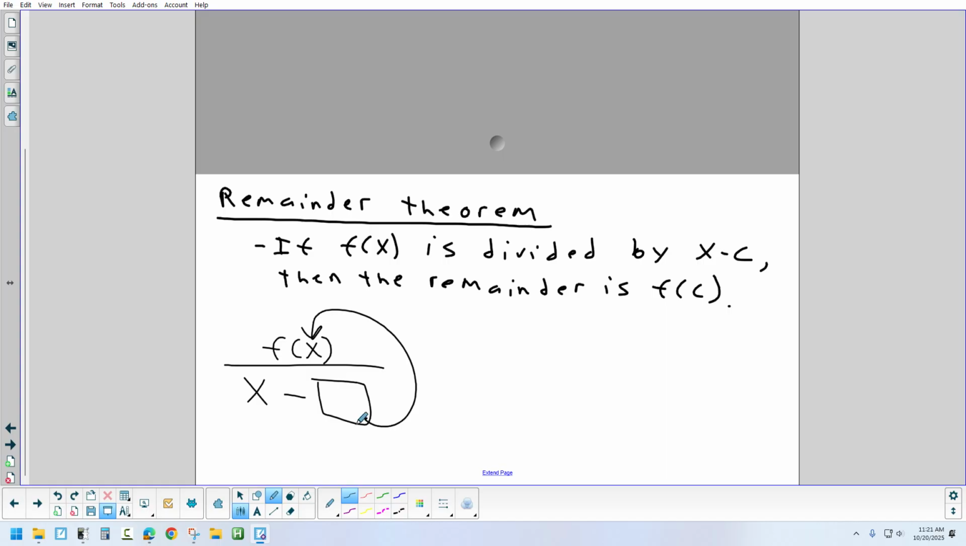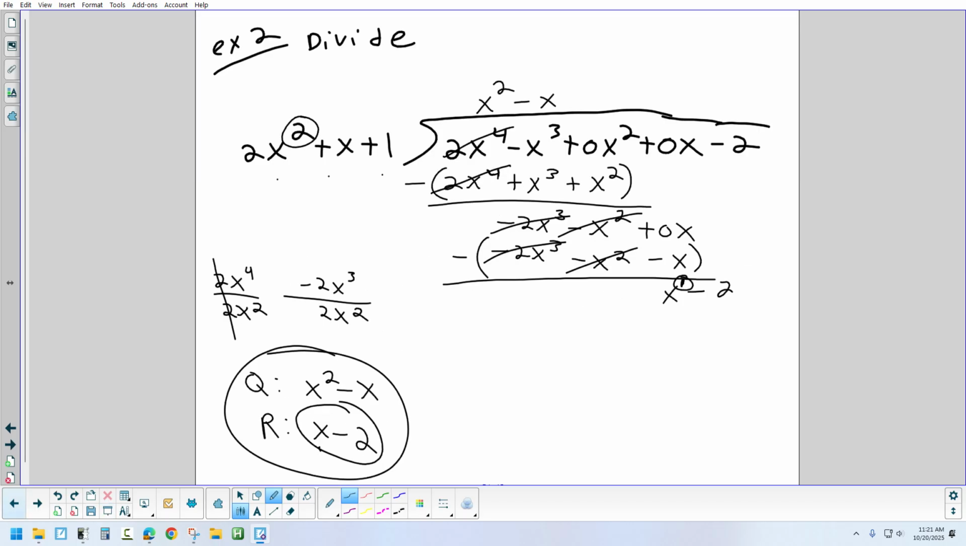So take the number in the box. That's what comes after the minus sign, not the minus itself. Take what's in the box, fill that number in for the variable in the top, and you will automatically get your remainder. Our book calls that number C. Just what they call it. So plug C into function f, and there's your remainder. So let's go back to the first question and see if we can get the remainder this way.